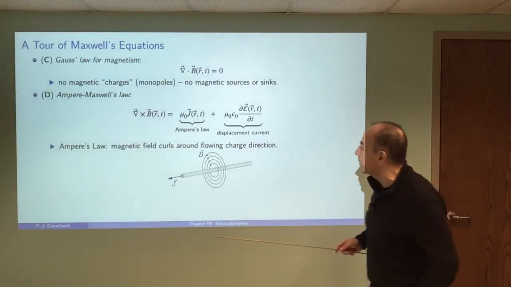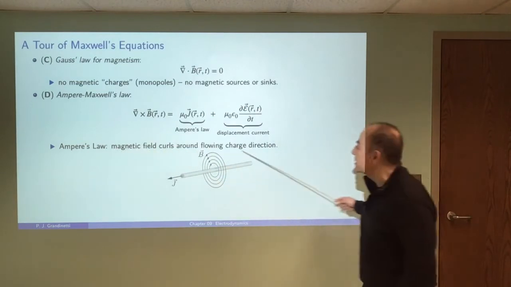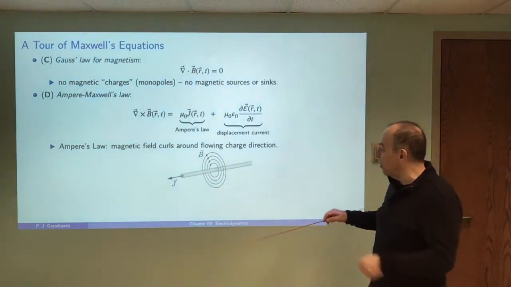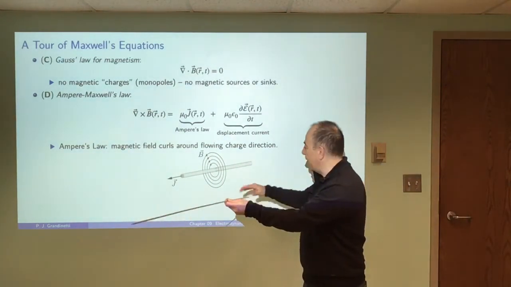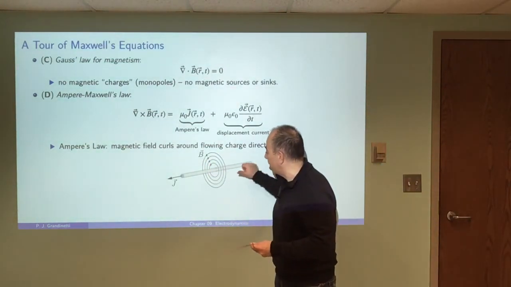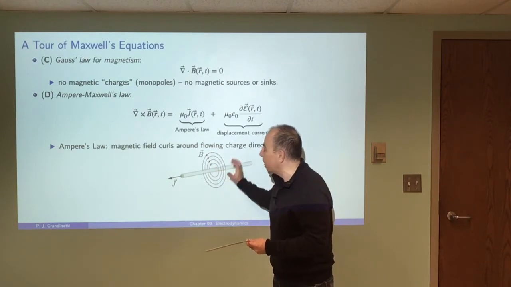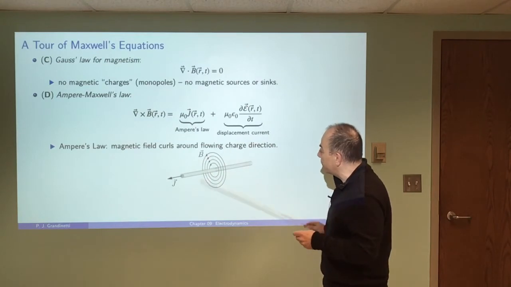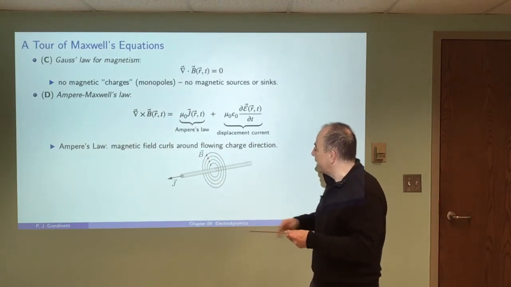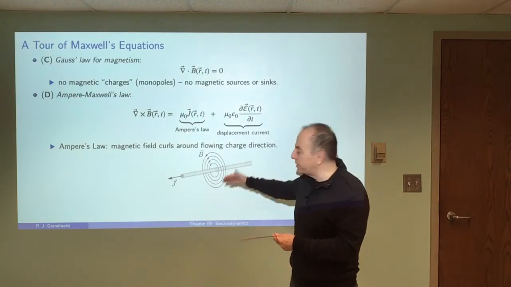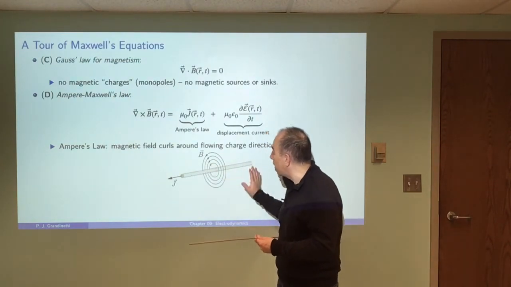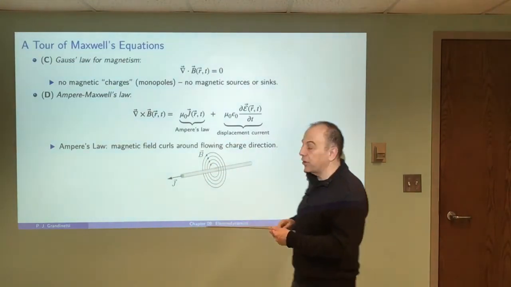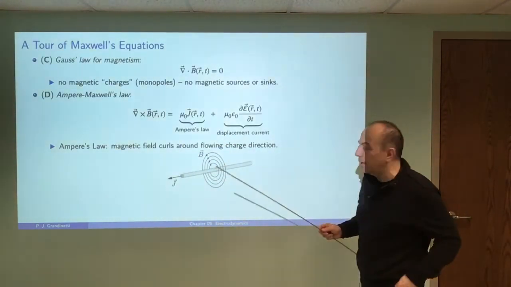Let's talk about this first one, Ampere's law. This tells us that the magnetic field will curl around a flowing charge. If this was a wire and we put our thumb along the direction of the current, then our fingers will curl around in the direction of the magnetic field. So as you have current flowing down a wire, there will be a magnetic field curling around the direction of the current flow. That's what's called Ampere's law.